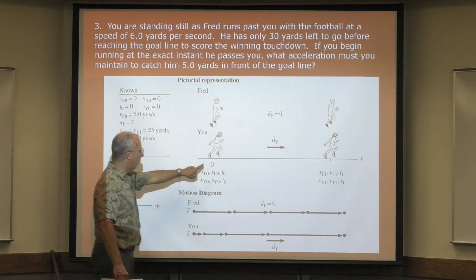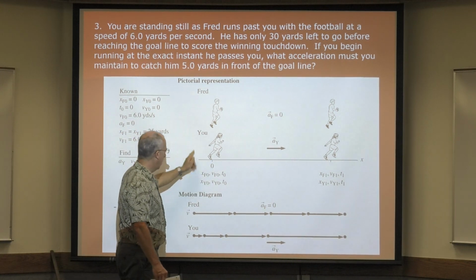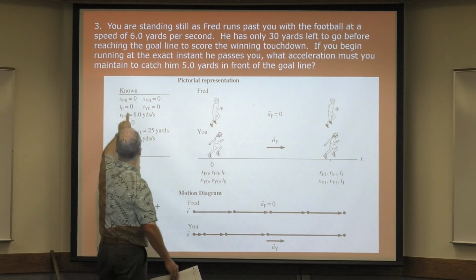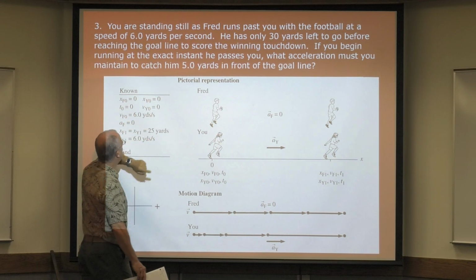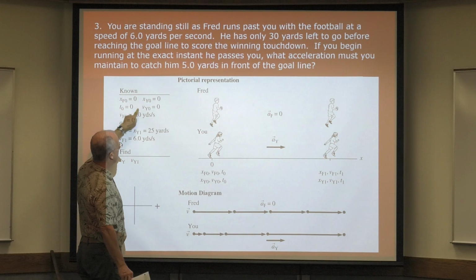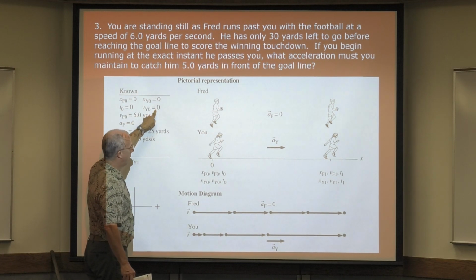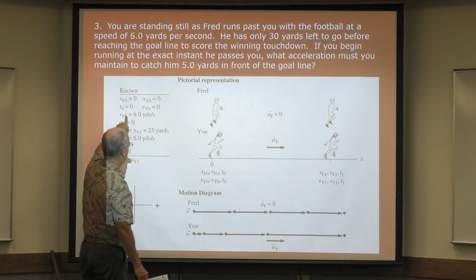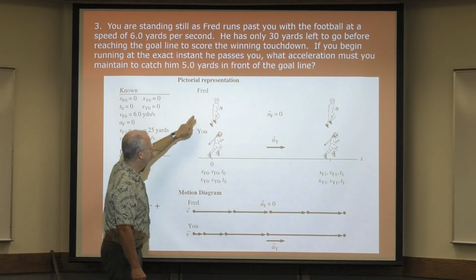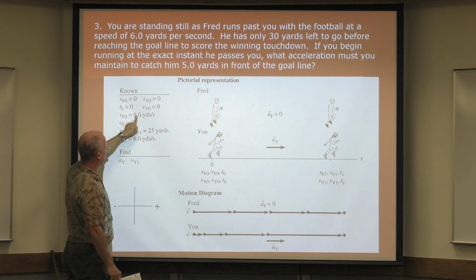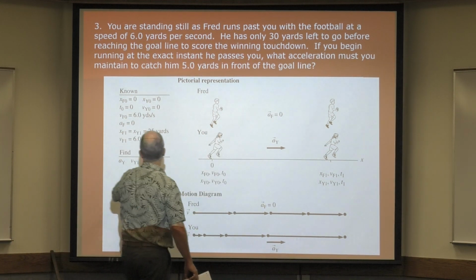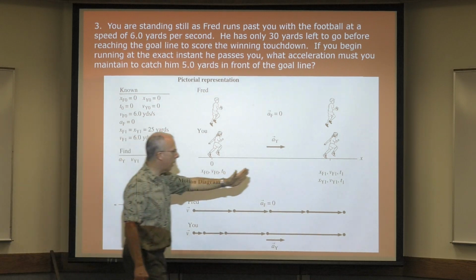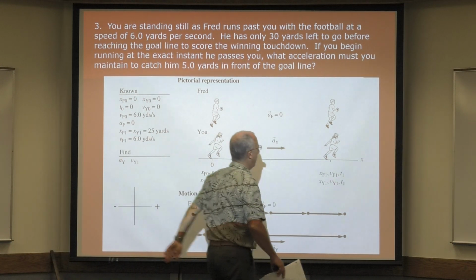We're going to say this is the origin, might as well. So that's 0 and that's 0. So x Fred 0 equals x u 0 equals 0. Your velocity is 0 because you're starting from scratch. Fred's already running, so Fred is going at 6 yards per second. He's not accelerating, you are. Let's go to point 1, where you catch him.